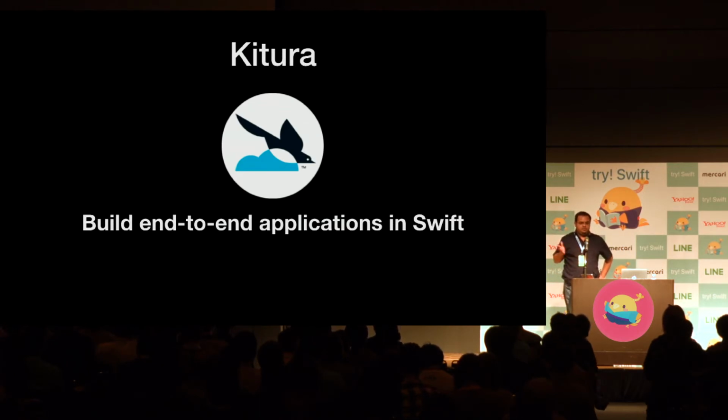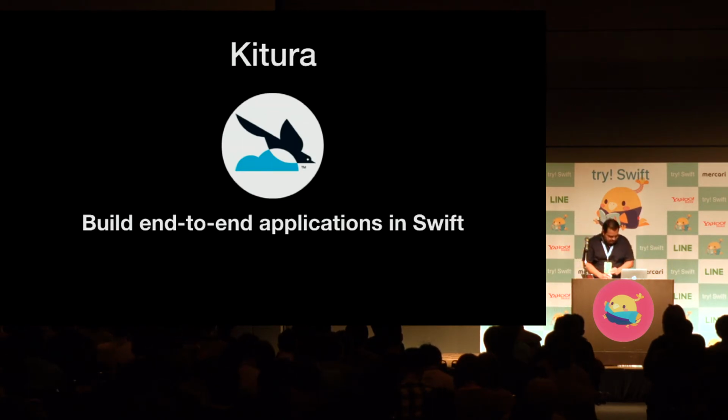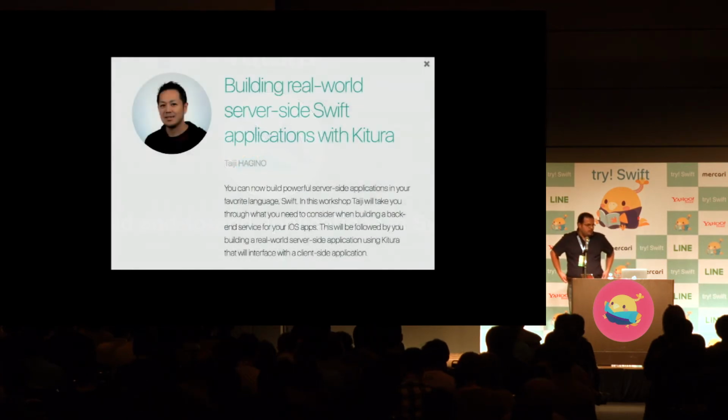And then what you get out of this is increased productivity because you're using the same language on both sides. You have less likelihood of bugs which come up because of type mismatches. And also, it's suitable for the cloud because Swift has a very low memory footprint. So tomorrow, we will be doing 2 workshops led by my colleague Taiji on building end-to-end apps with Kitura. So make sure you have enrolled for one of them.